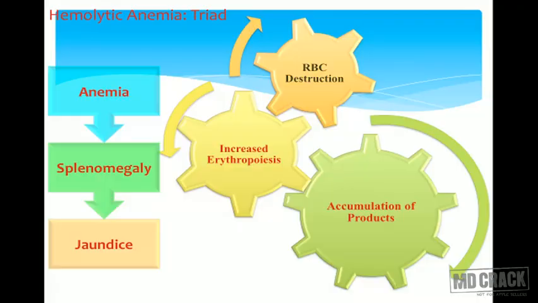And when the RBCs are lysed, there will be accumulation of hemoglobin byproducts, that is mainly the bilirubin. Bilirubin levels will be raised. So there will be serum bilirubin levels of more than 2 grams. That results in jaundice. The patient also presents with jaundice. So anemia, splenomegaly and jaundice is the clinical triad for any hemolytic anemia for that matter.